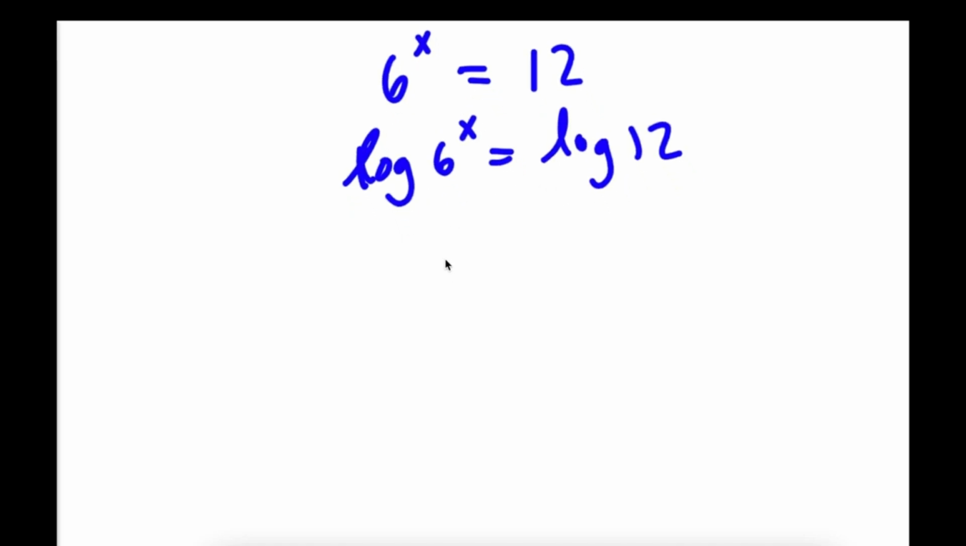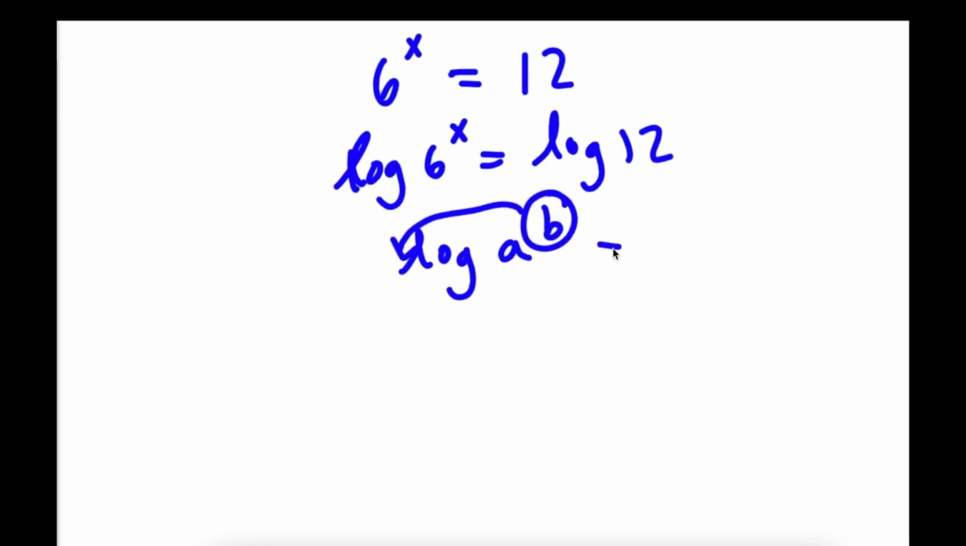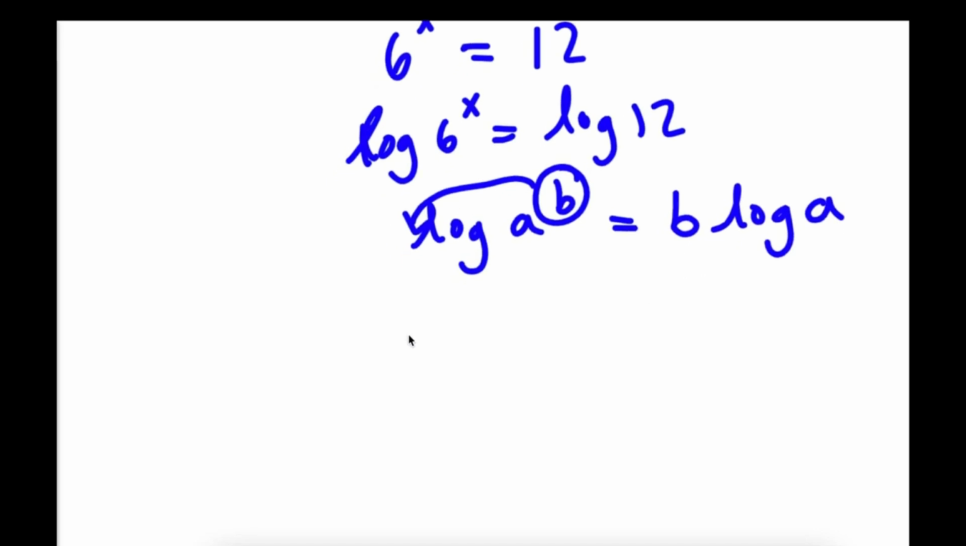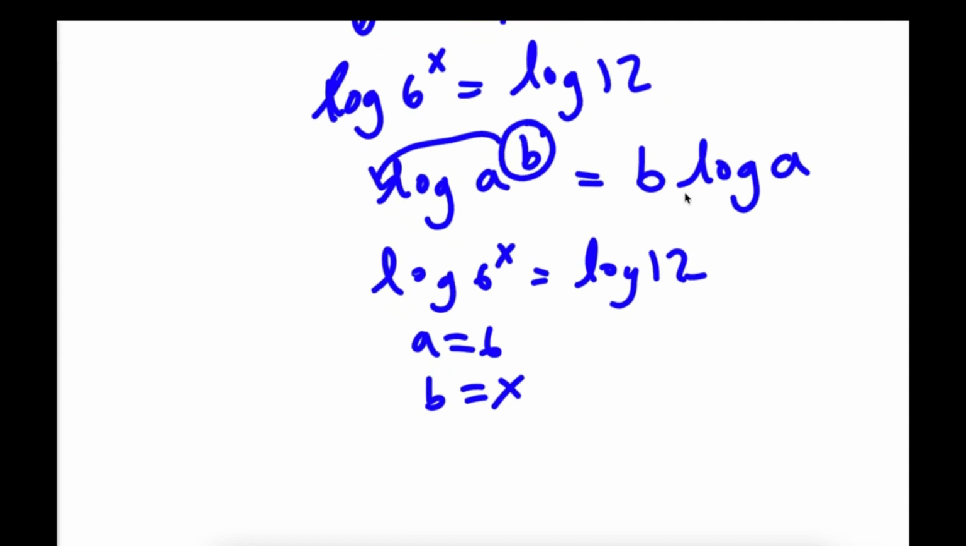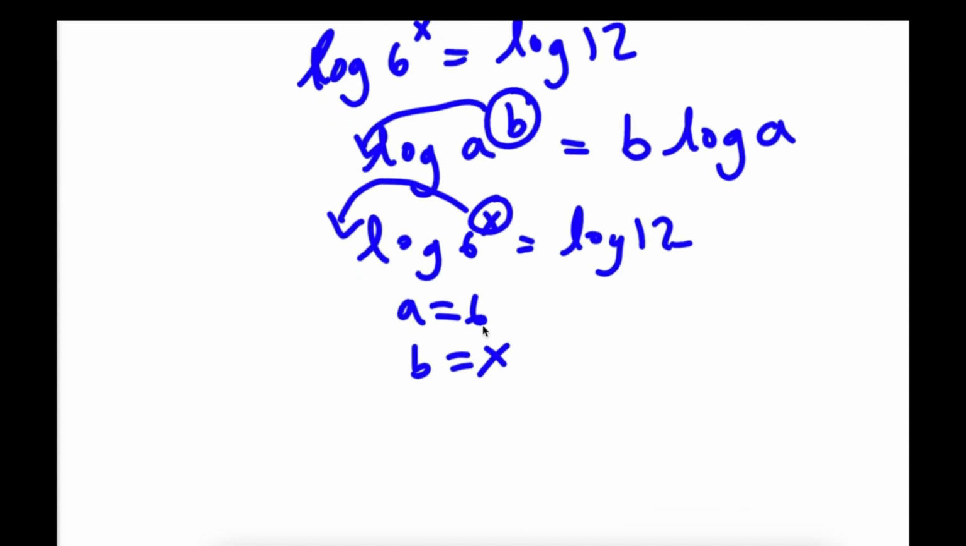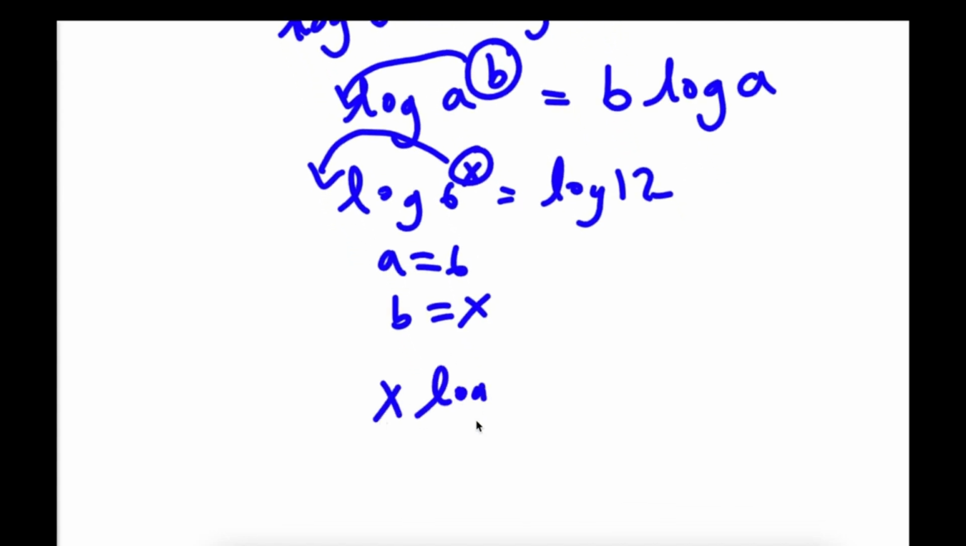Now, an important property of logarithms is that, let's say I have log a to the power of b. I can actually move this exponent b to the front of the logarithm. So this is going to be equal to b times log a. So now for log 6 to the power of x is equal to log 12, we can think of a as 6 and b as x. So I'm going to move this exponent x to the front of the logarithm. So now this will be equal to x times log 6 is equal to log 12.